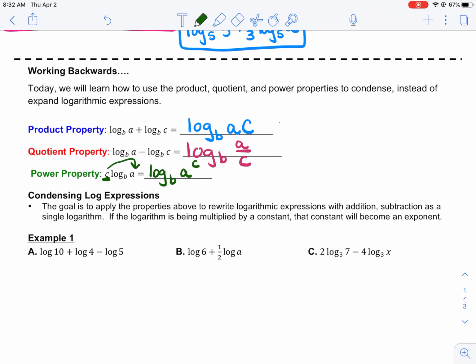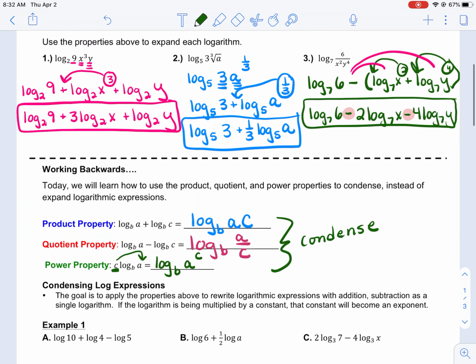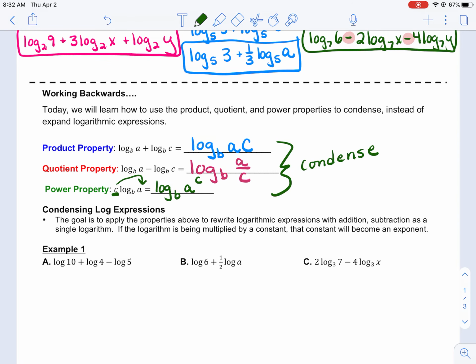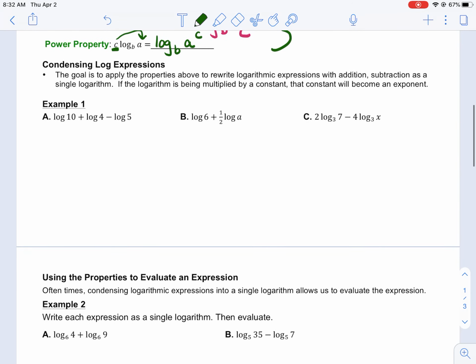So if we understood how to expand, then now we're going to go in the reverse order and we're going to condense. All right, same properties, just a different order. So let's see how this goes. Let's try a couple together.